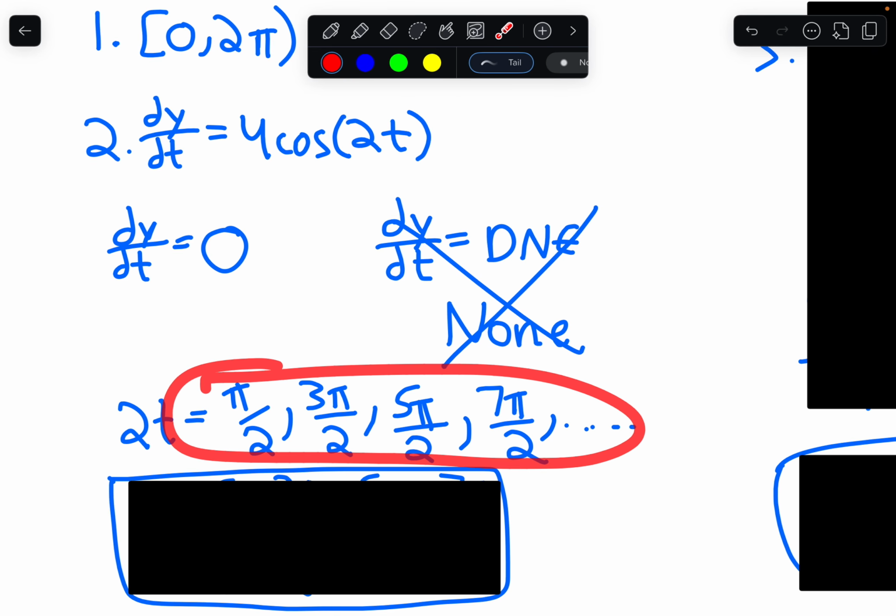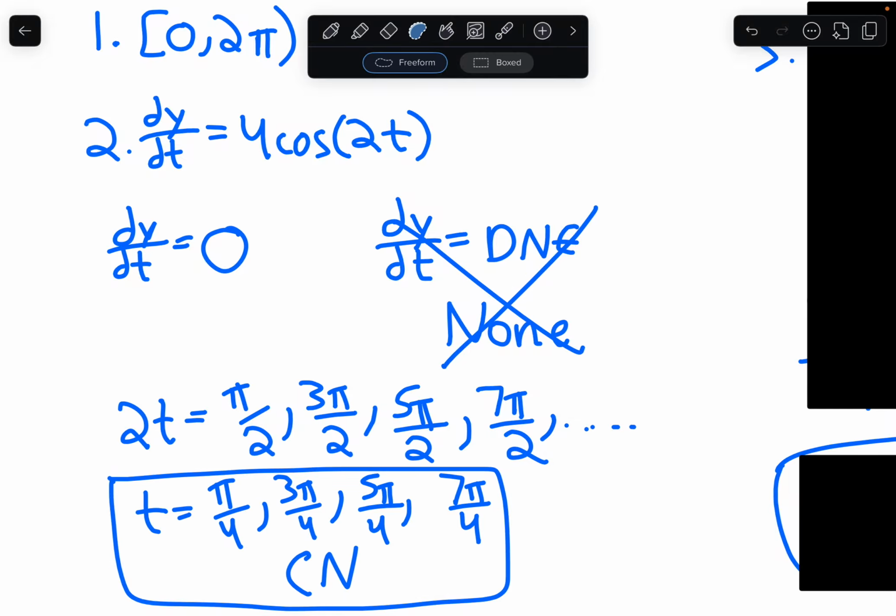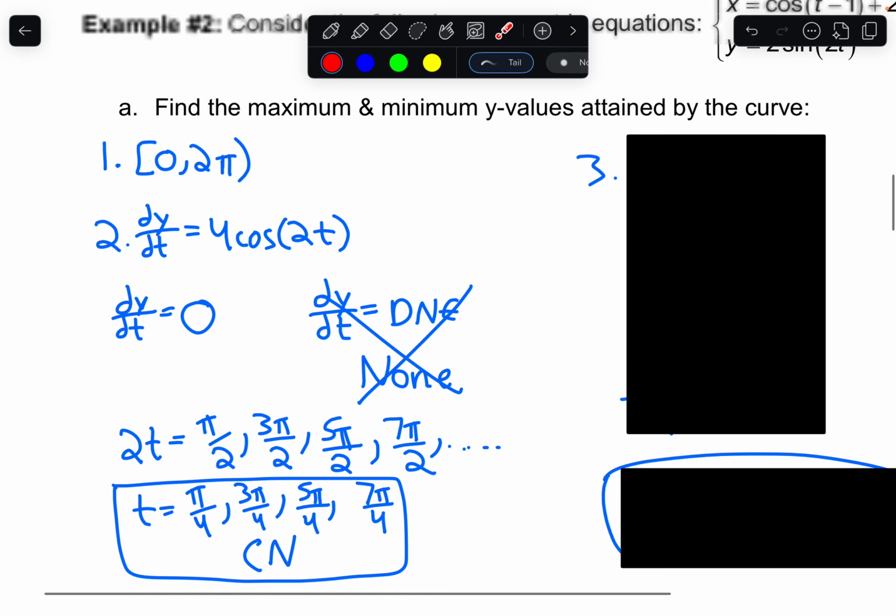And I like to write out a few more. This is something you did back in trig. Divide everything by 2 here. And so we get a bunch of angles over 4 that all fall within the unit circle range. So these are all critical numbers, and we have an endpoint at 0.